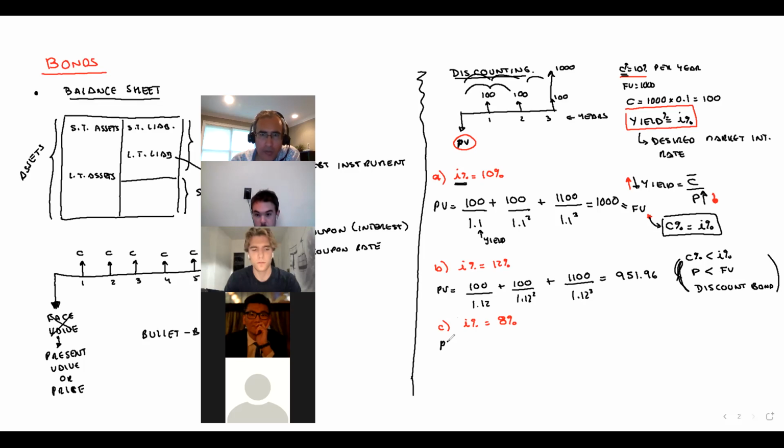So I will copy here that the formula is going to be 100 divided by 1.08, plus 100 over 1.08 squared, plus 1100 over 1.08 cubed. So please tell me what this number is.